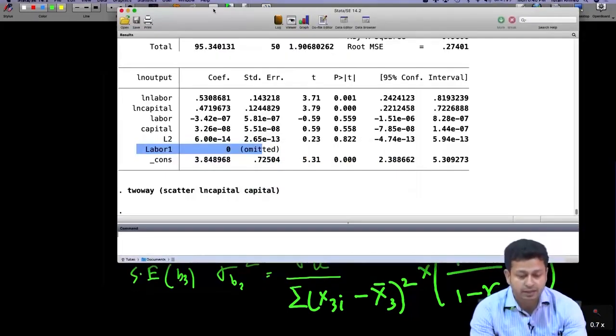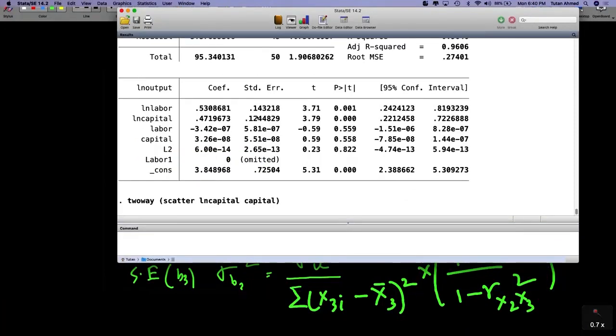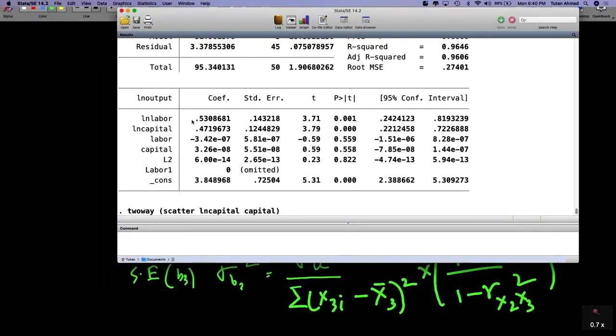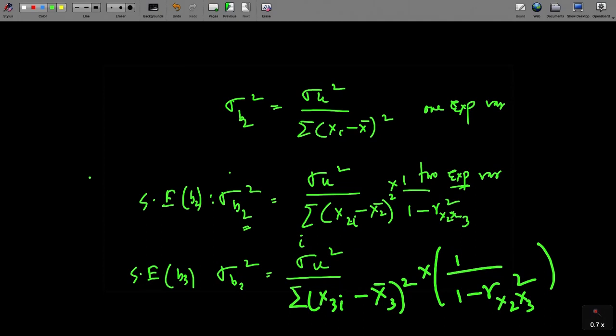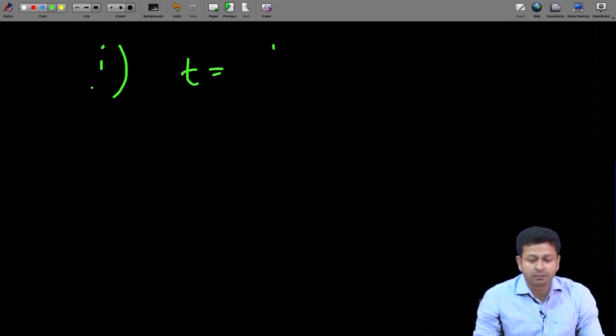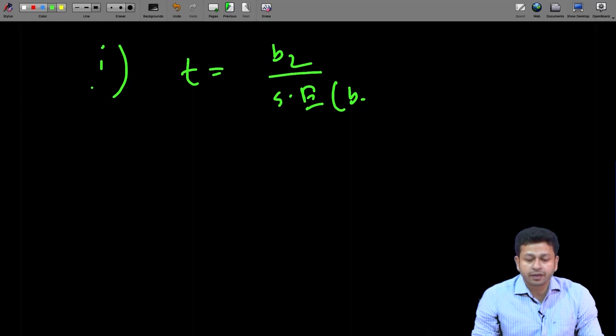If the standard error of beta is very high, then, if you remember how a regression looks, I'm taking a previous regression that we have run, this is a coefficient, this is a standard error, and this is your t value. Let me write down the implication. The t value is nothing but beta 2 by the standard error of beta 2. That is how we define it.